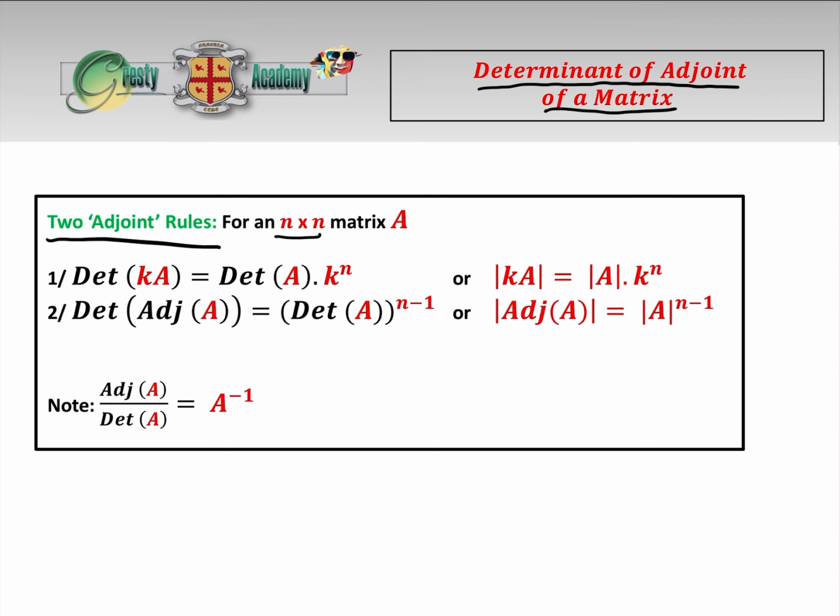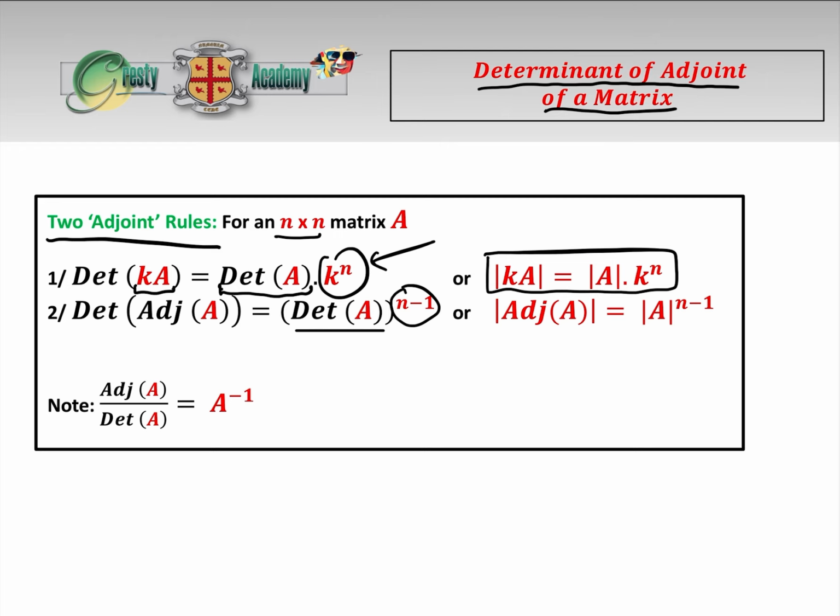The first one: the determinant of k, a scalar, times a matrix A is equal to the determinant of A times k to the power of n, where n is the size of the n by n matrix. The second one is the determinant of the adjoint of A, being a matrix, is equal to the determinant of A to the power of n minus 1.